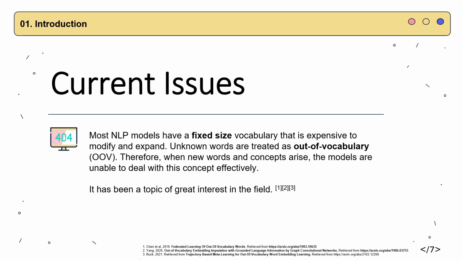However, there are issues. Most NLP models have a fixed-size vocabulary that is expensive to modify and expand. Unknown words are treated as out of vocabulary, also known as OOV. Therefore, when new words and concepts arise, the models are unable to deal with them effectively. This OOV issue has been a topic of great interest in the field, as shown by three studies: in 2019, which involved federated learning, in 2020, which involved graph convolutional networks, and in 2021, where meta-learning was attempted to solve this problem of OOV.